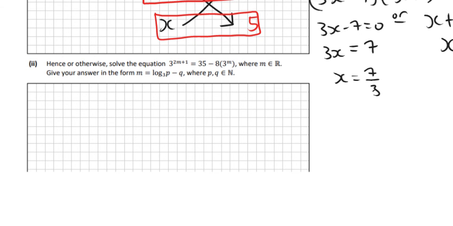Right, so for the last part, we actually have a lot of the work done already. What you should be able to see, and it even tells you here, hence or otherwise as well, is that this here is actually the same as the quadratic that you solved in the first part.